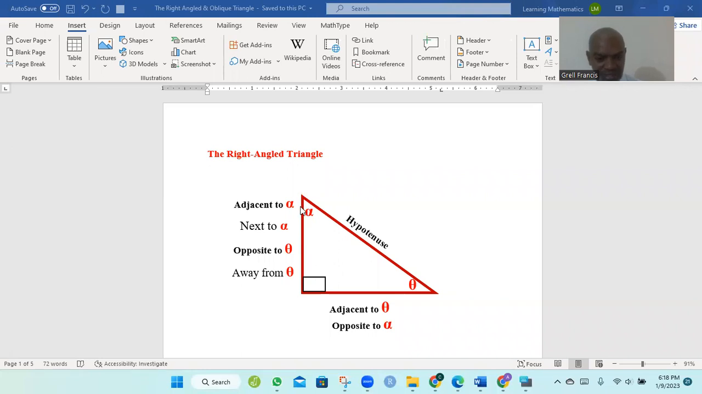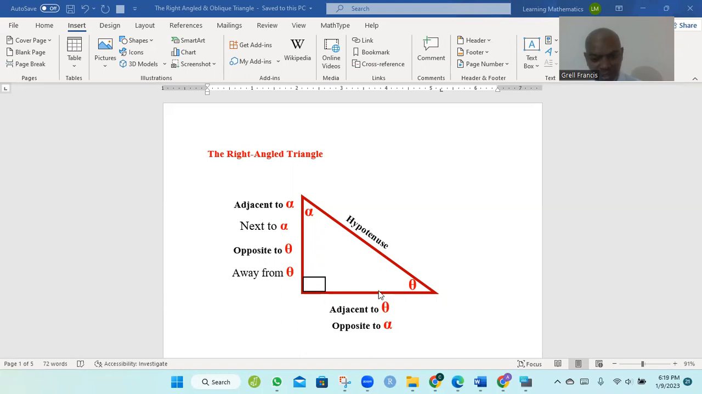Now, this vertical side has two names it can be called with reference to the angles alpha and theta. If you want to make reference to the angle alpha, you have to say this vertical side is adjacent to alpha because it is next to alpha. If you are referring to the angle theta, that very same vertical side is opposite to theta because it's away from theta.